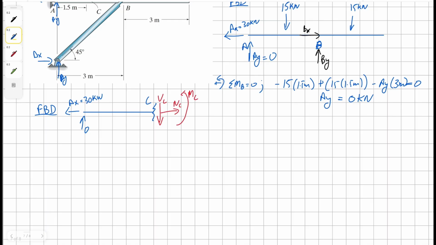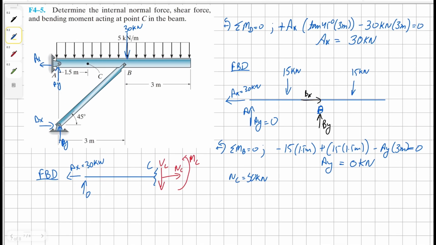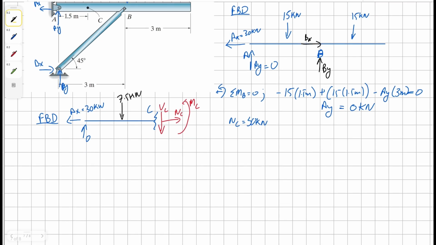Our normal force in this case is going to be simply 30 kilonewton, because by inspection we know that it will be 30 kilonewton because our AX is 30. And to find our shear, we have to first of all determine our point load here, which is simply going to be 5 times 1.5, which is 7.5 kilonewton. And because we don't even have to use an equation, we know our AY is 0, and by inspection we know our shear force is going to be negative 7.5 kilonewton.